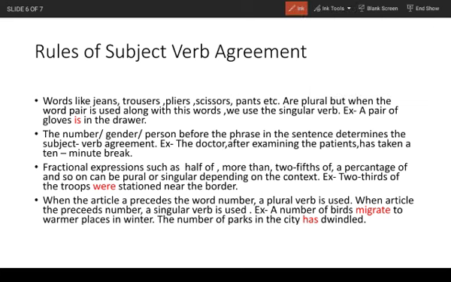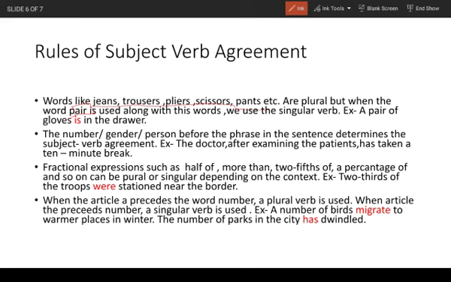Words like jeans, trousers, pliers, scissors, pants, etc. are plural, but when the word "pair" is used along with these words, we use the singular verb. So when such words are in the sentence, we are going to use a plural verb. But when we use the word pair with them, at that time the verb is singular.